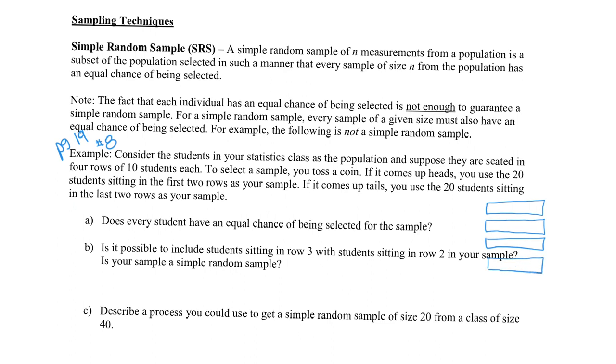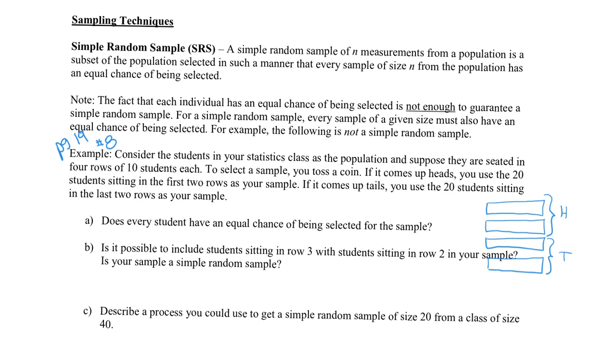So it says to select a sample, you toss a coin. If it comes up heads, you use the 20 students sitting in the first 2 rows. So if it's heads, we're going to use these 20 students. And if it's tails, we're going to use these 20 students. Okay, so we're just going to flip a coin. So question number 1 says, does every student have an equal chance of being selected for the sample?